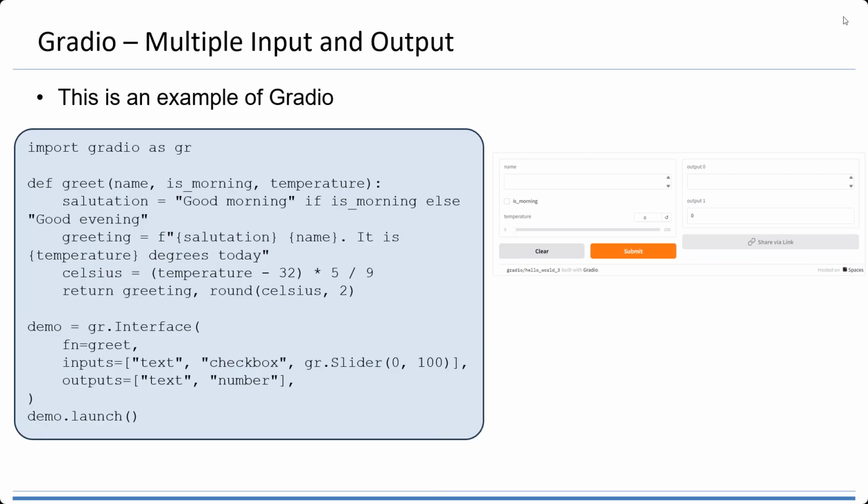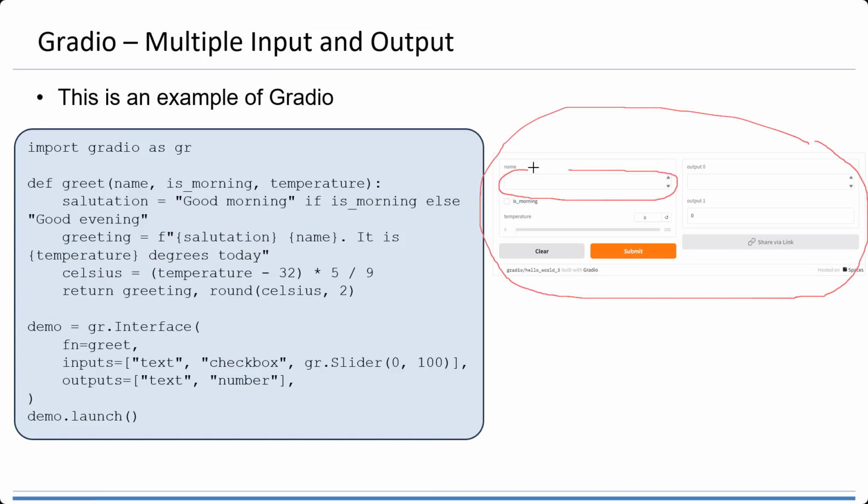The first example is about multiple input and multiple output. So what does it mean by multiple input and multiple output? If you look at the user interface here, you have several inputs. The first input is a text box, the other input is a checkbox, and the other input is a slider. So we have three inputs.